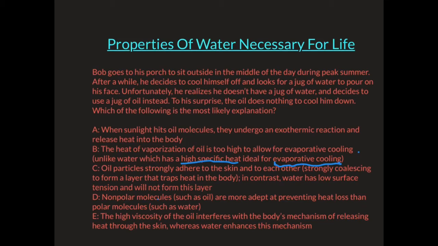But it says here that water has a low surface tension. And we know that because of hydrogen bonding, water has a very, very high surface tension. So we know that this choice has to be completely wrong. So C is wrong. We know that.